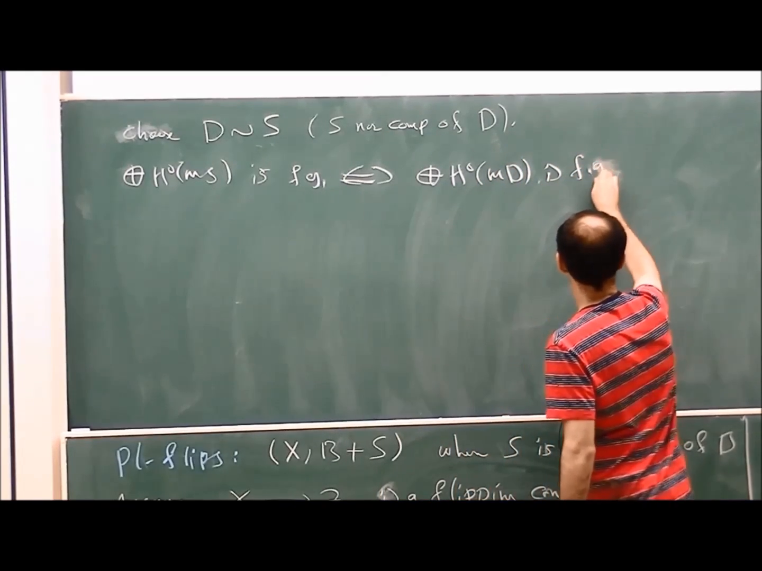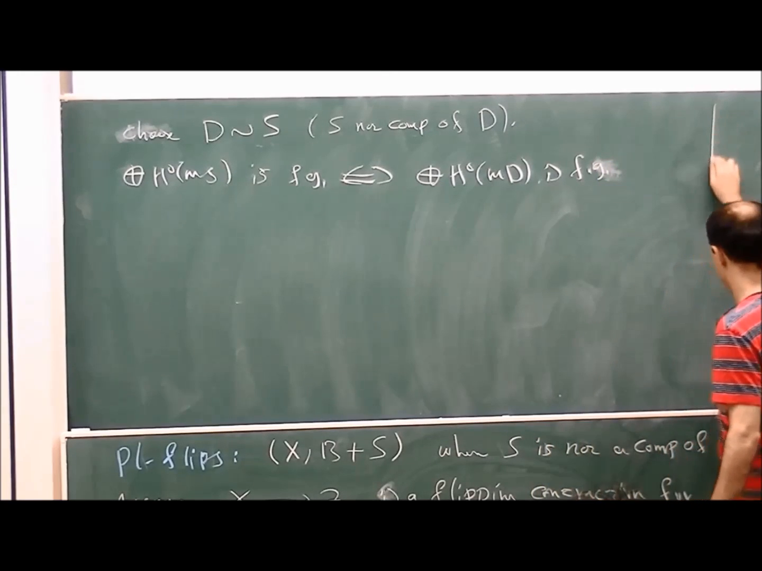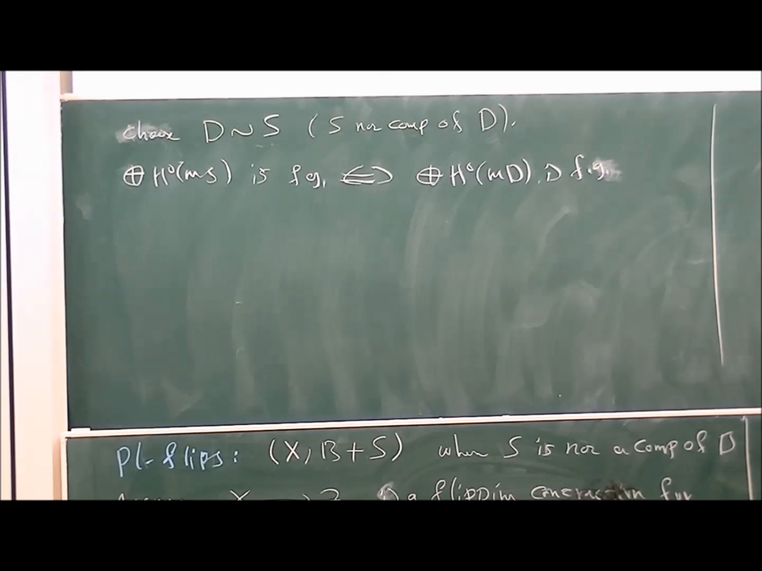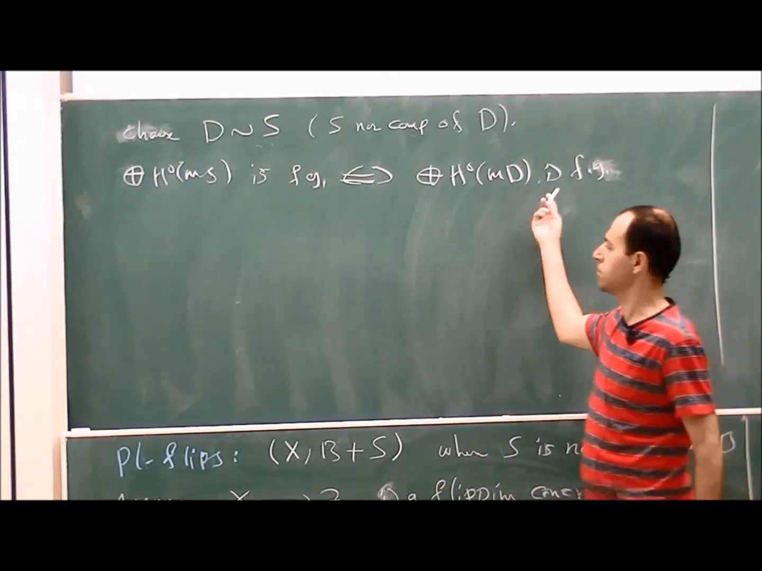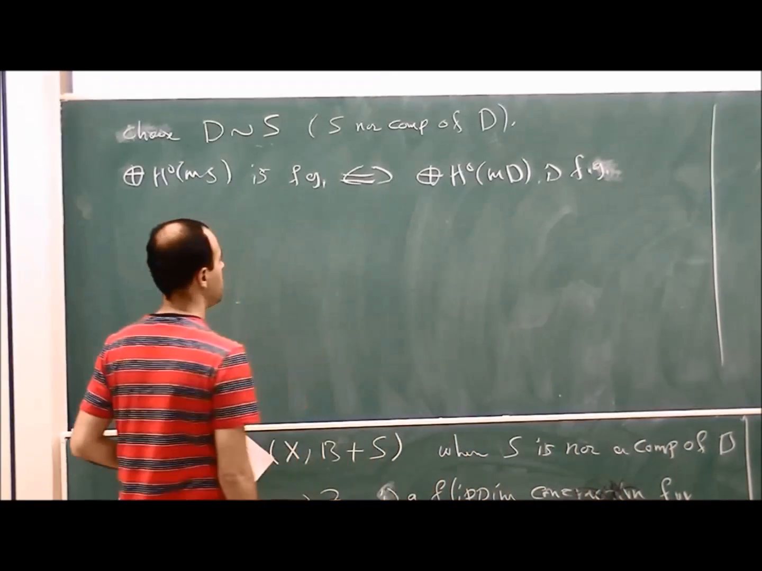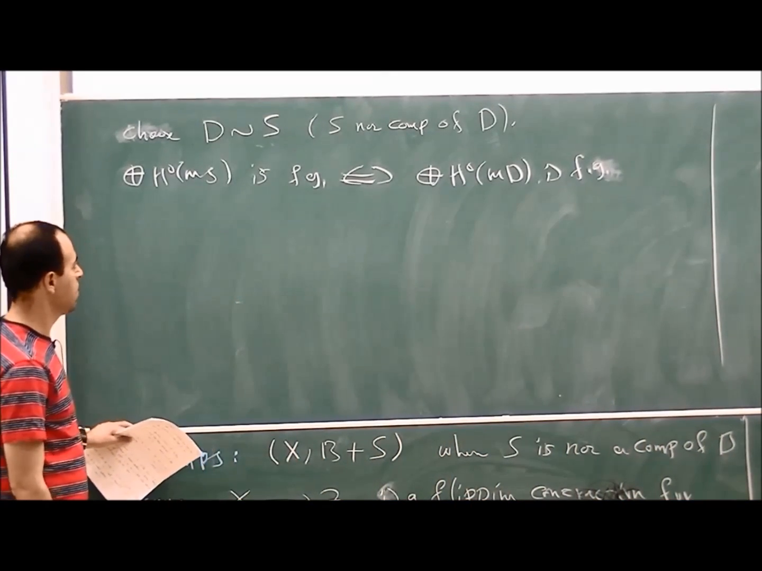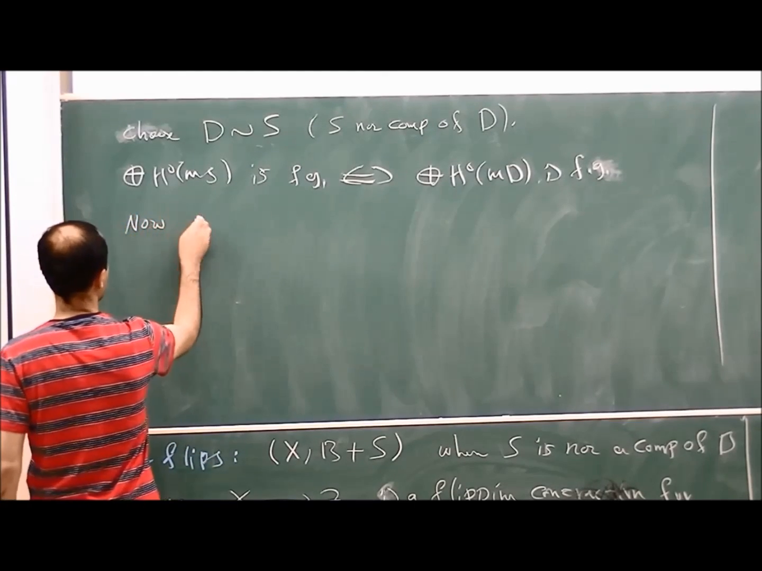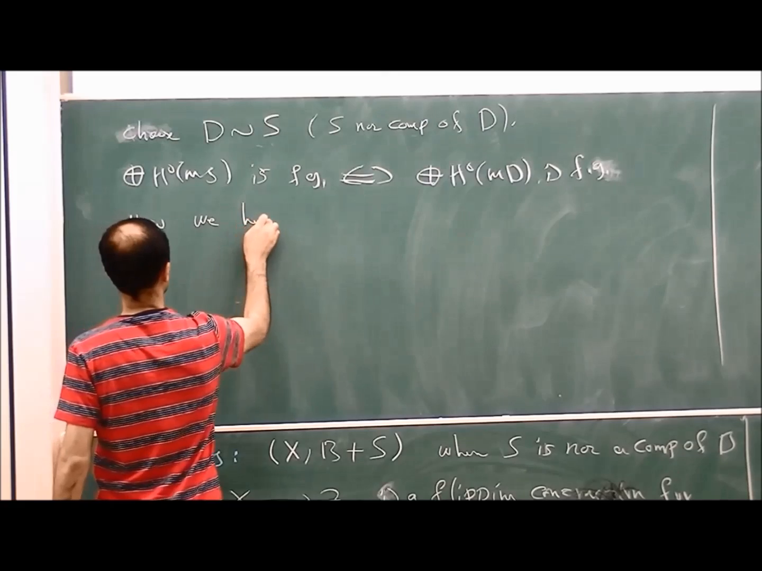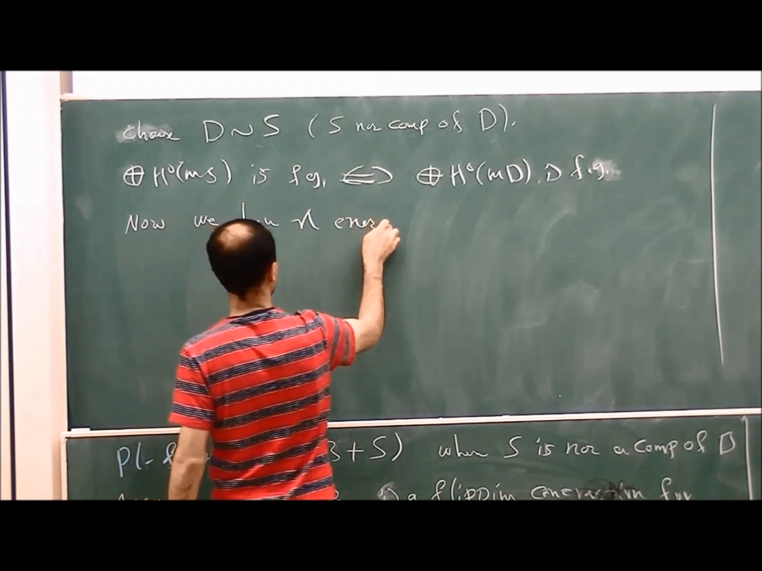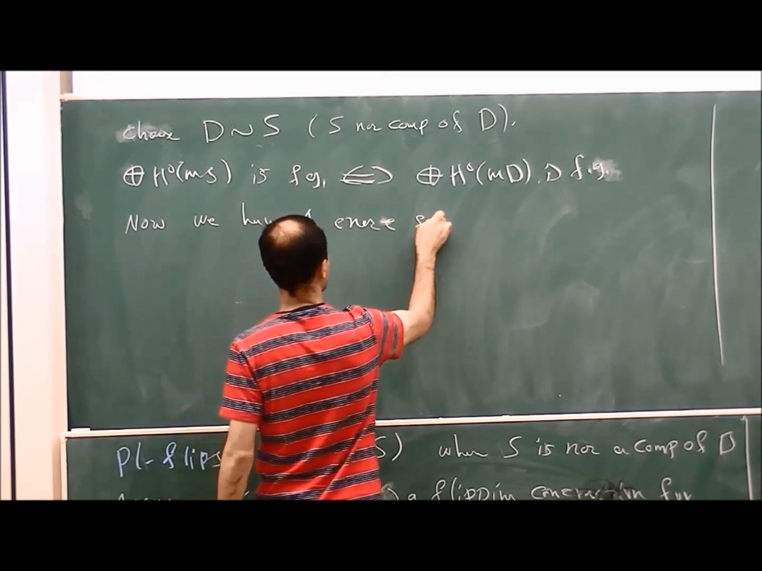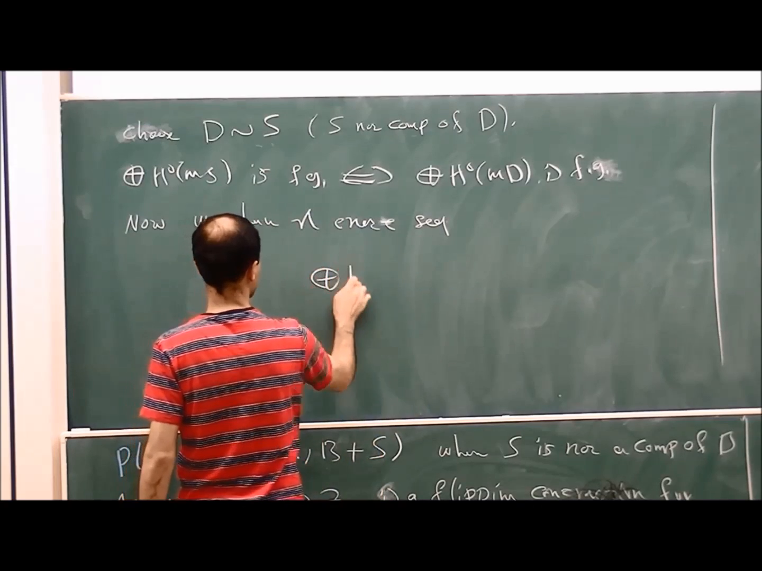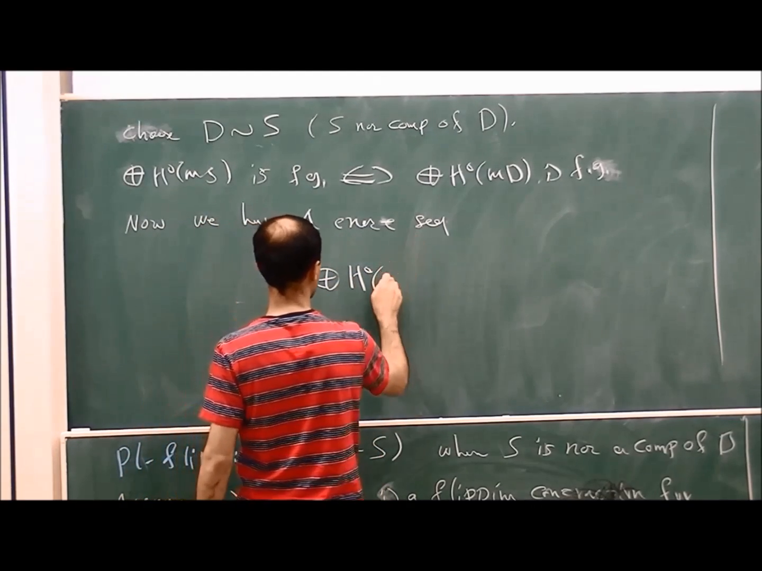These are more or less trivial statements. Because they are linearly equivalent, they have the same sections, so finite generation is the same. But now we have this exact sequence. So I have the sequence given by this divisor P.